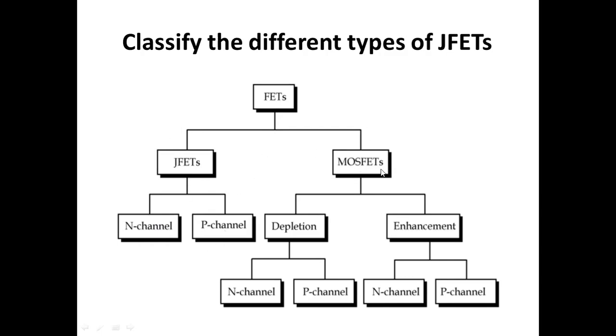And the metal oxide semiconductor field effect transistor is further classified into two types: the depletion type MOSFET and the enhancement type MOSFET. Depletion type MOSFETs are further classified into N channel and P channel. Enhancement types are likewise classified into N channel and P channel MOSFETs. So this is the classification of the different types of field effect transistors.